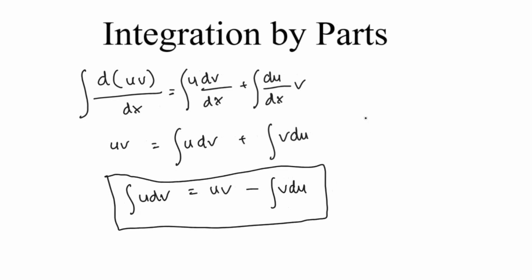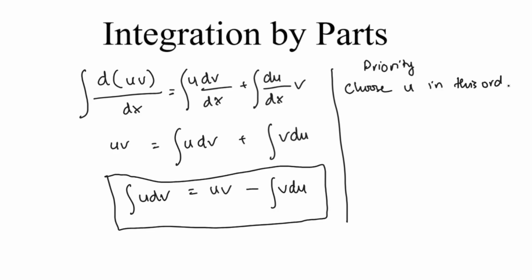Next, I'm going to talk about the priority. For example, you have an integral and you don't know what you should choose for u or dv. So here is the priority in choosing u. Choose u in this order. LATE is a trick to remember.